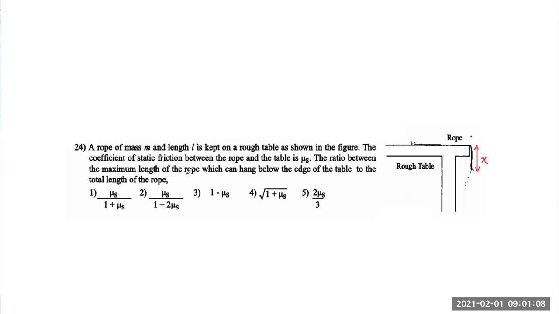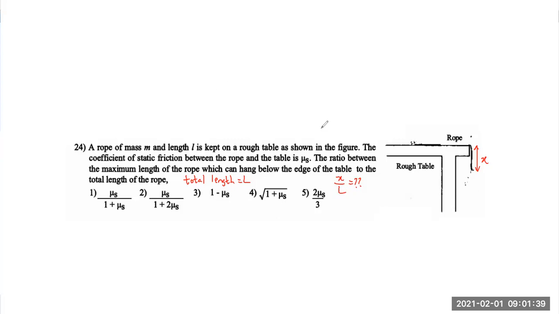So I will take the total length of the rope equal to capital L. Read it carefully. The ratio between the maximum length of the rope which can hang below the edge of the table to the total length of the rope. So we need to find out x over L, and these are the options you have. X over L is what we are supposed to find out. Now, to do this question, we need to introduce a few new components.